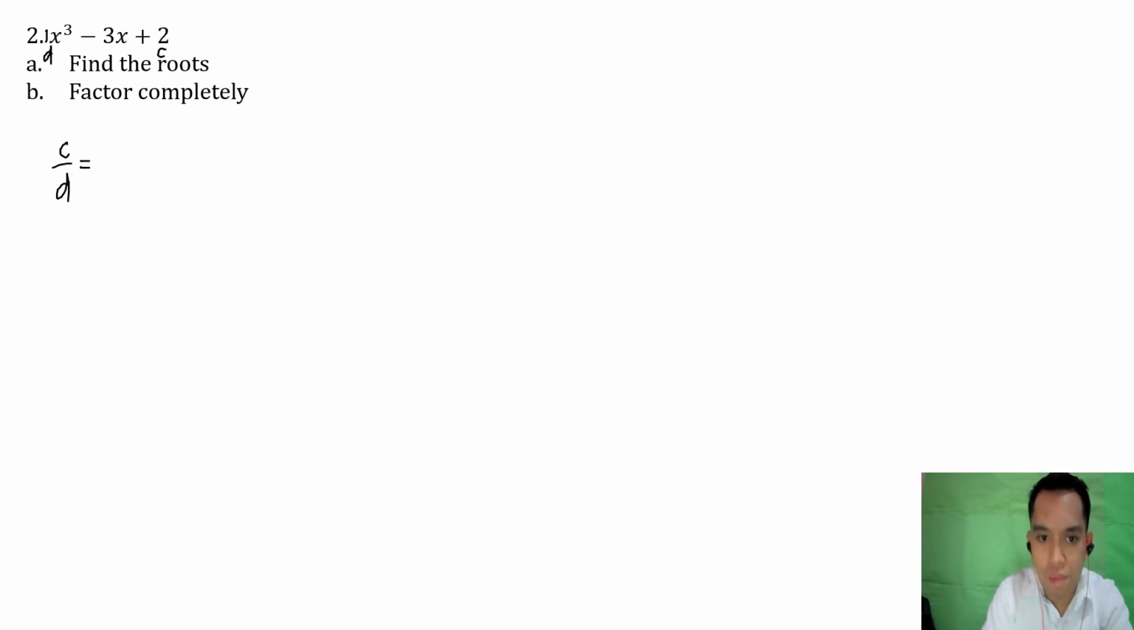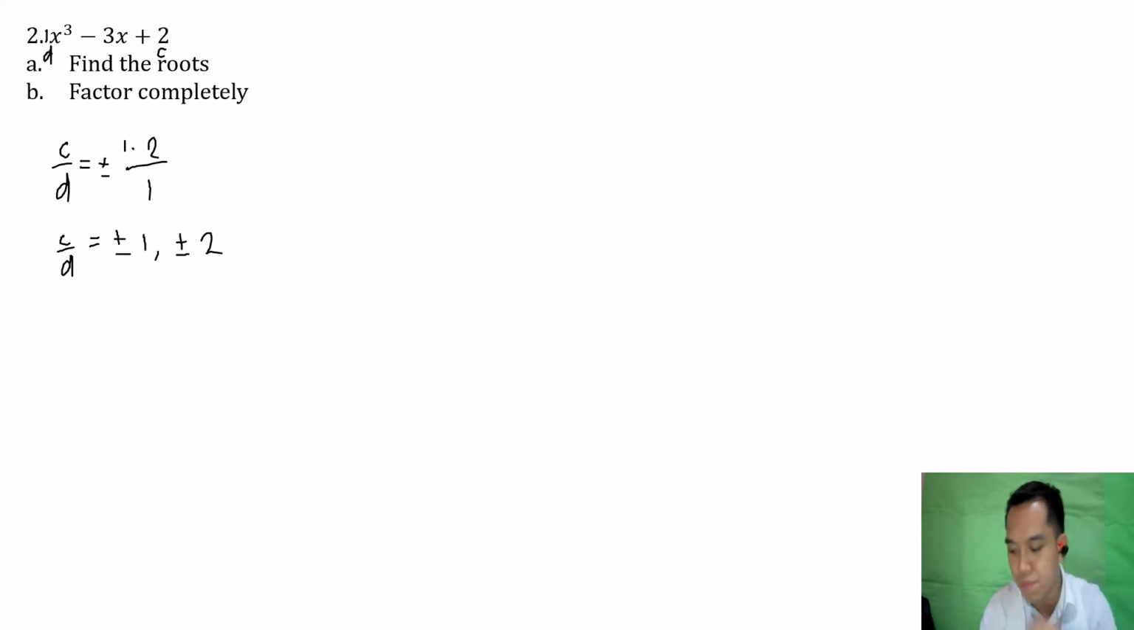Okay, so the factors of 2 are 1 and 2. Positive, negative 1 and 2 over 1. So that is equal to positive, negative 1 and positive, negative 2. So these are the possible roots. So again, to determine the real root, use synthetic division. So let's start first with positive 1.